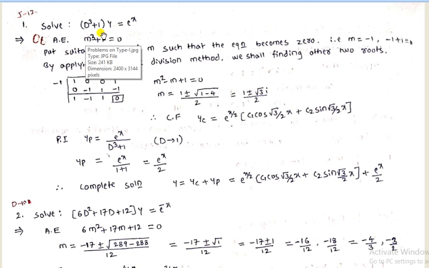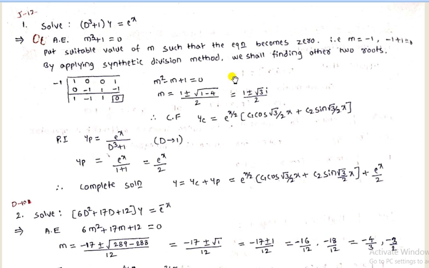Solve (D cube plus 1) y is equal to e to the power x. The function is exponential, so it belongs to the type 1 problem. Now write the auxiliary equation. Replace capital D by m: m cube plus 1 equal to 0.